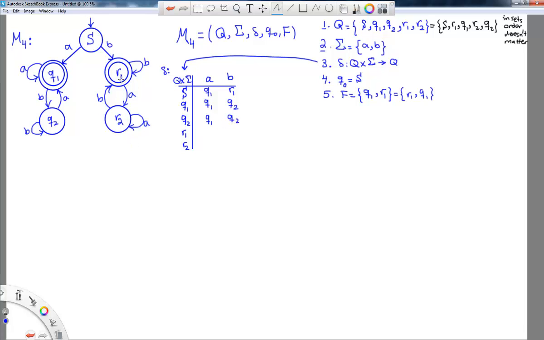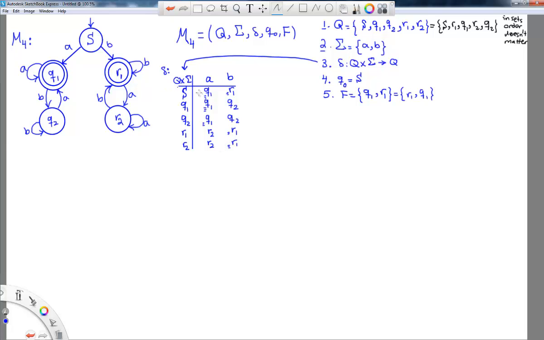In the R1 state, when I see a B, I stay in R1. But when I see an A, I go to R2. And in R2, when I see an A, I stay in R2. When I see a B, I go back to R1. And my accept states are going to be Q sub 1 here, here, here, or R sub 1 here, here, and here.